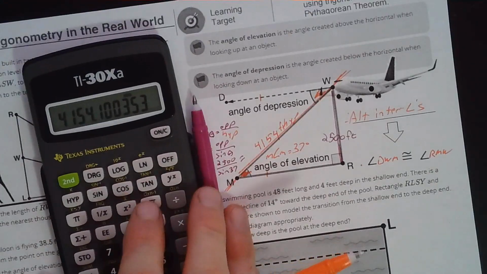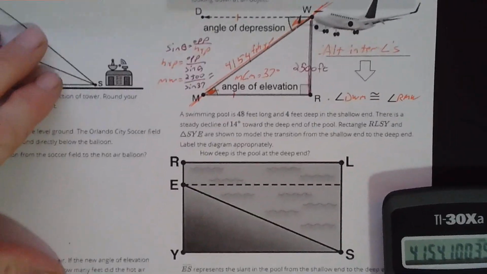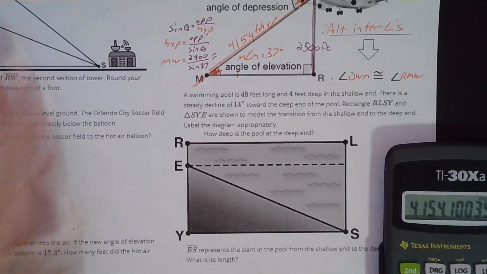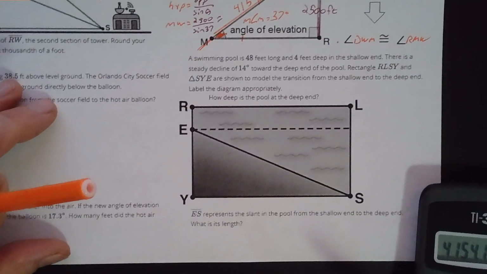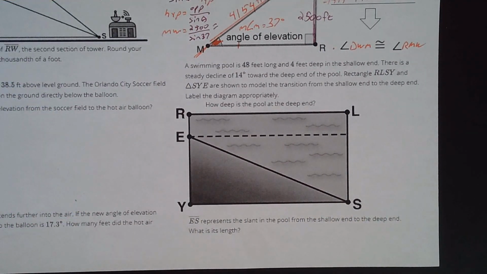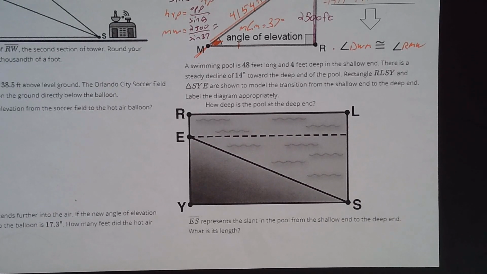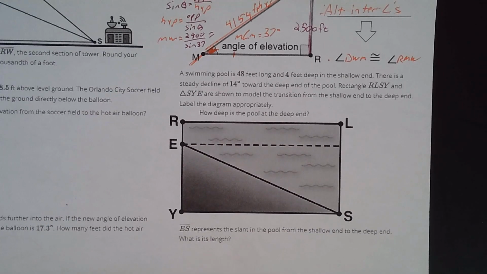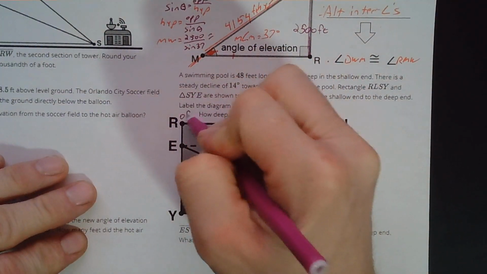Okay, so now let's look at something like the swimming pool one. I like the swimming pool one. I'm not going to go too much into this one. These over here, I think you guys can figure this stuff out. It's pretty simple, but I'll give you one more example. Okay, so we have this swimming pool here. It's 48 foot long and 4 foot deep at the shallow end. Okay, so this is 0 feet.